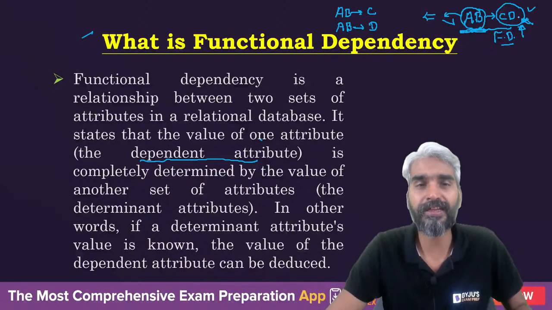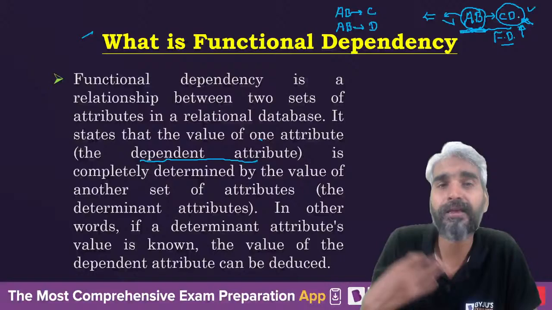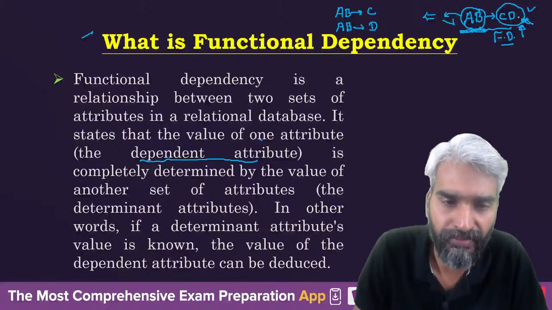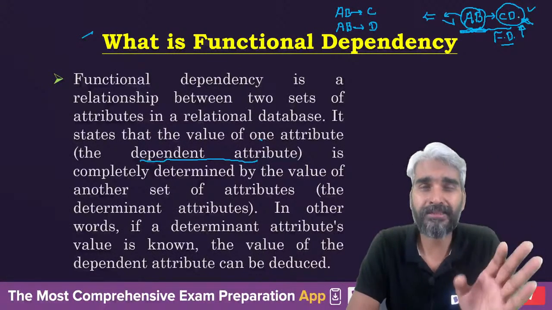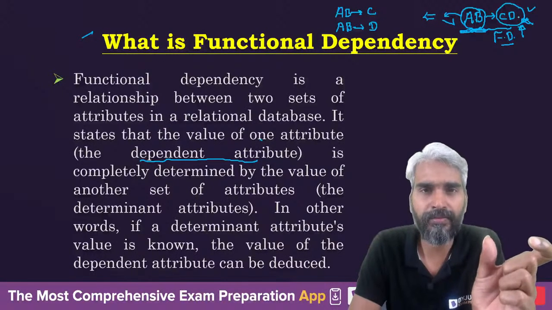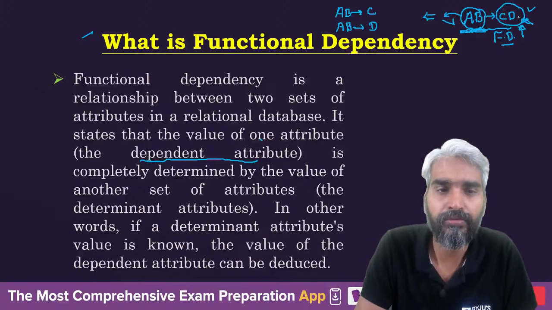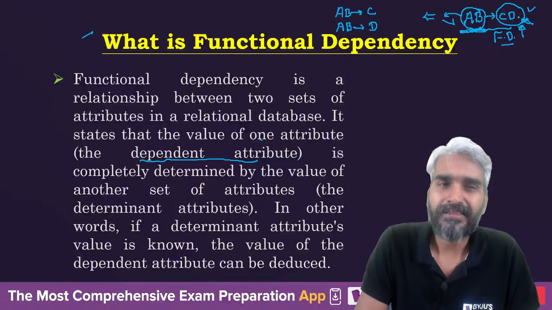So the values of C and D can be deduced based on the values of A and B if the values of A and B are already available. What does it mean? For a particular value of A and B, the value of C and D will be fixed. This is the functional dependency.